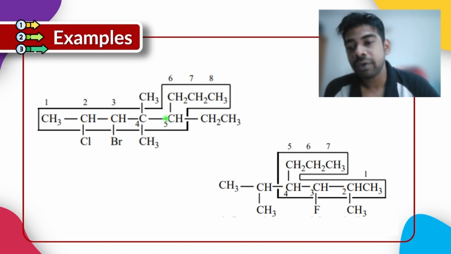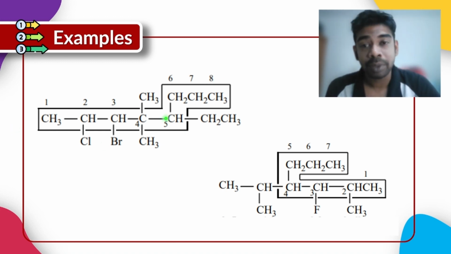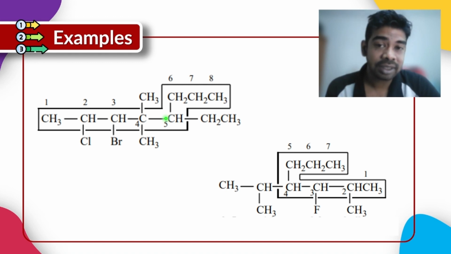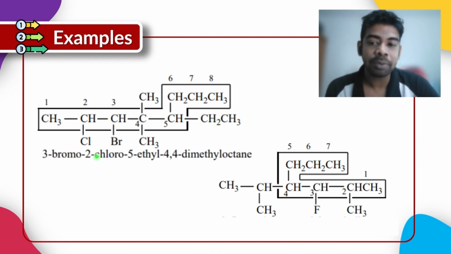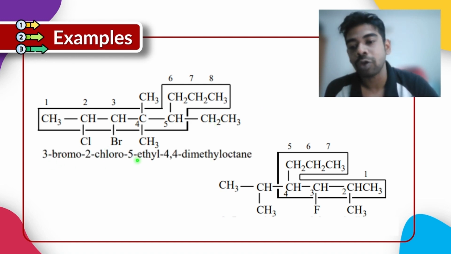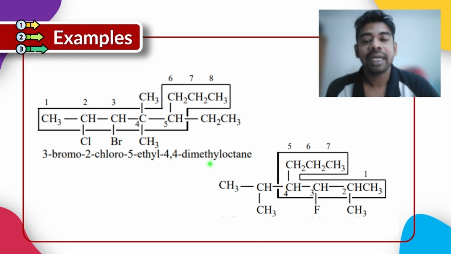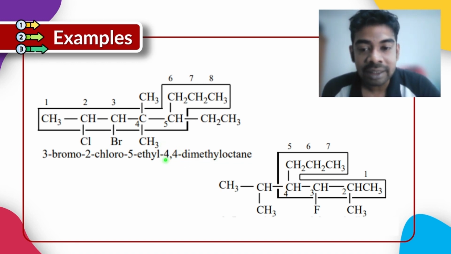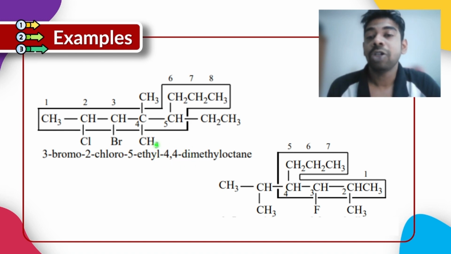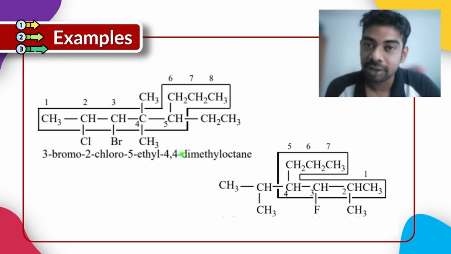So if you have to write down the name, alphabetically B comes first. Then comes C, then you have ethyl, and then you have methyl. Hence the name for this is 3-bromo-2-chloro-5-ethyl-4,4-dimethyl. Since you have two methyl groups, you add the word di, and you mention both of the positions. It is very important that while writing the name, you mention all the positions, right?